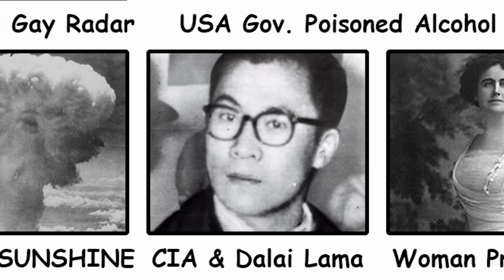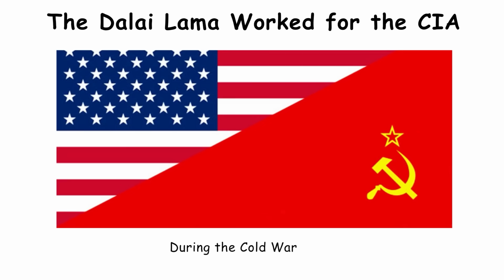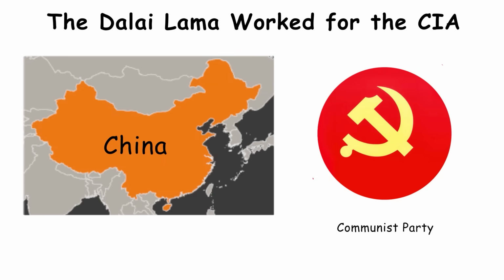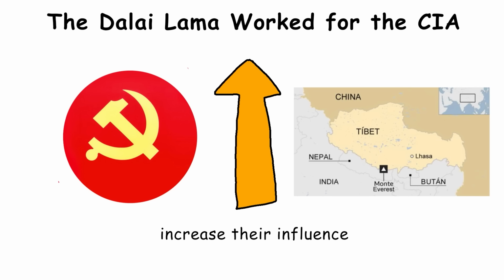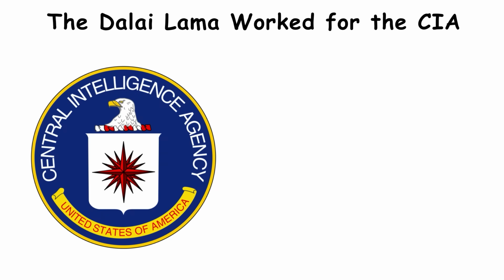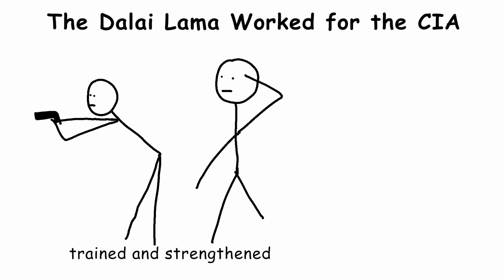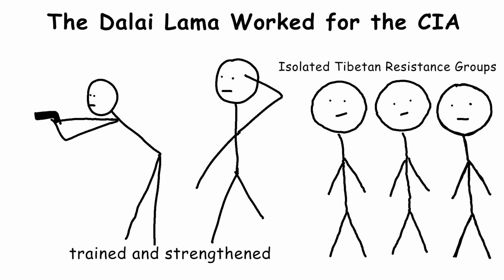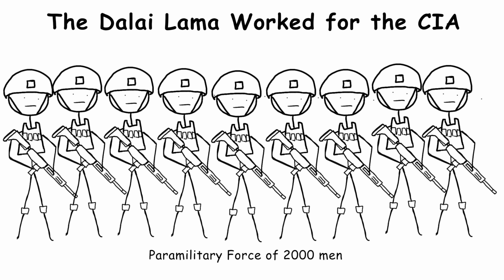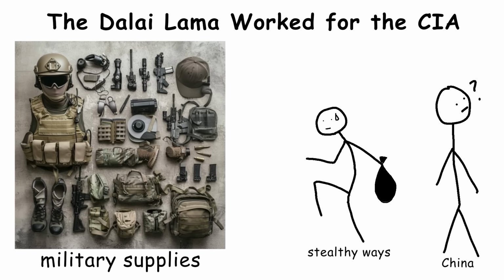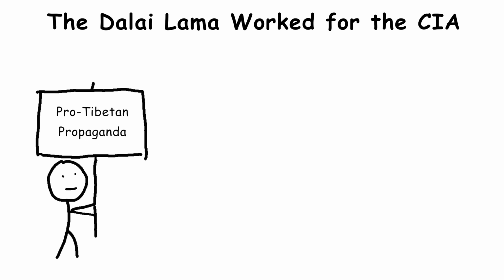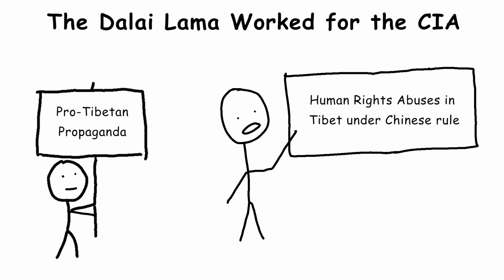The Dalai Lama worked for the CIA. During the Cold War, it seemed like China and its Communist Party wanted to increase their influence on Tibet, which worried the United States. Consequently, the CIA created what was called the CIA Tibetan Program, where they trained and strengthened various isolated Tibetan resistance groups, which eventually led to the creation of a paramilitary force of 2,000 men. They also sent military supplies in stealthy ways to not attract China's attention, and they spread pro-Tibetan propaganda by showing the human rights abuses in Tibet under Chinese rule.